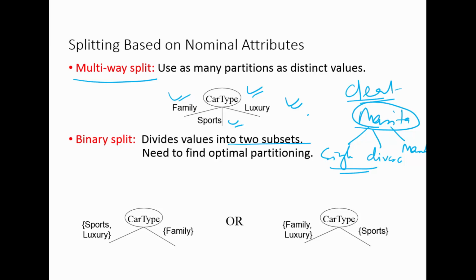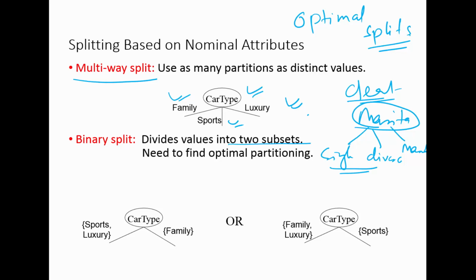Not single, divorce, married. That means there are not three splits; there are only two splits in this case. It depends how many splits you want to have, and we'll call that the optimal splits. So that's also one thing you need to understand: how do we decide how many splits we are going to have?